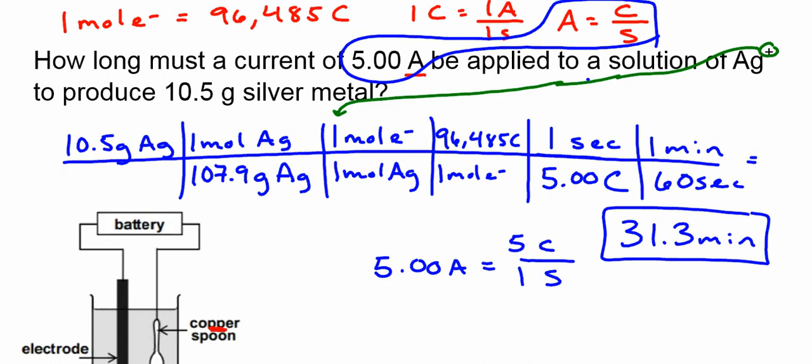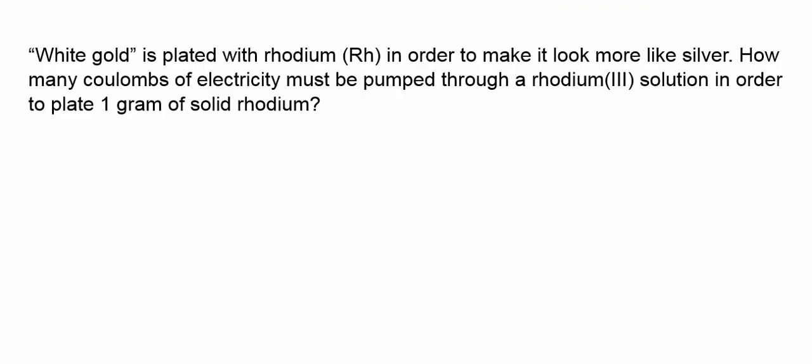So the big key to this is to know the relationships of amps, coulombs, and seconds, which you don't have to have memorized. It'll be on your equation sheet, and also your moles to 96,485. FYI, sometimes it's actually written just like this instead. So you definitely could use 96,500 coulombs. That will also be given to you. Let's take a look at the next one.